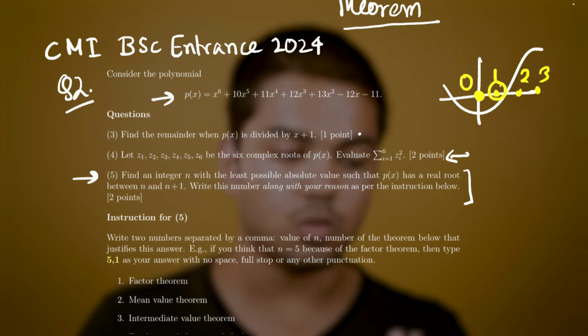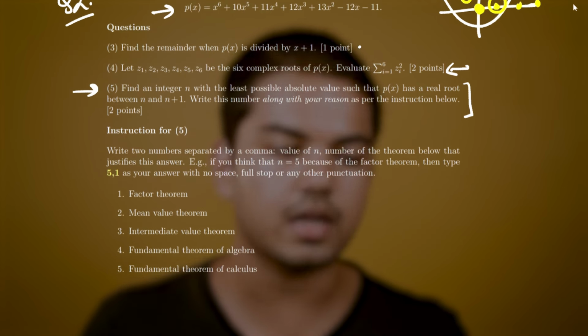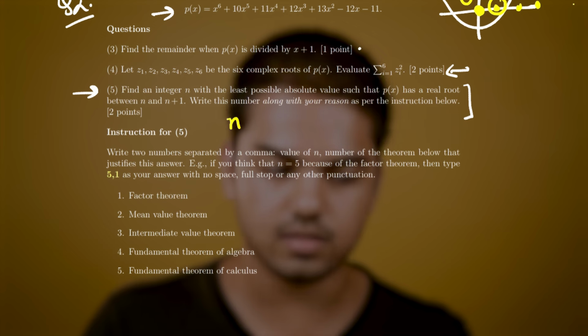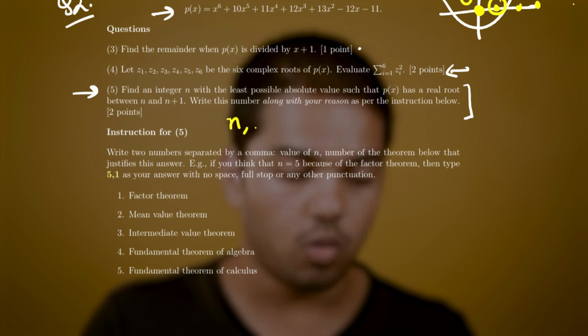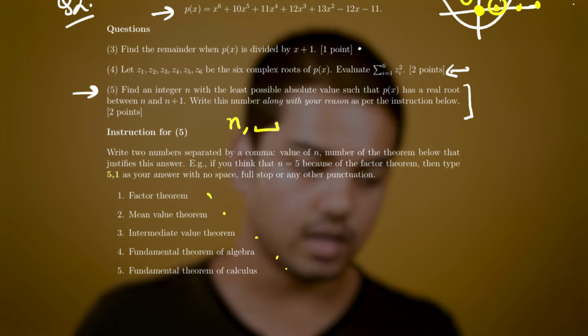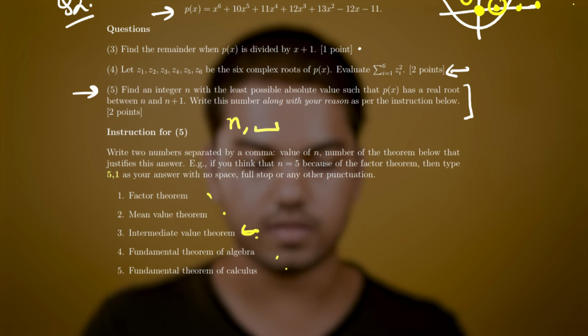And in the exam, the way this question came is you would have written your answer, you would have submitted your answer as whatever n you think the answer is, comma, what number theorem out of these 5 you are going to use. In our case, this is going to be the intermediate value theorem.